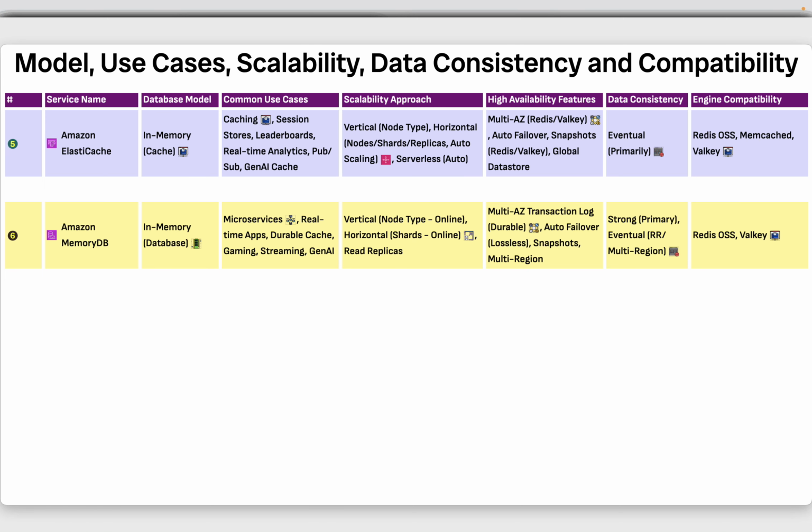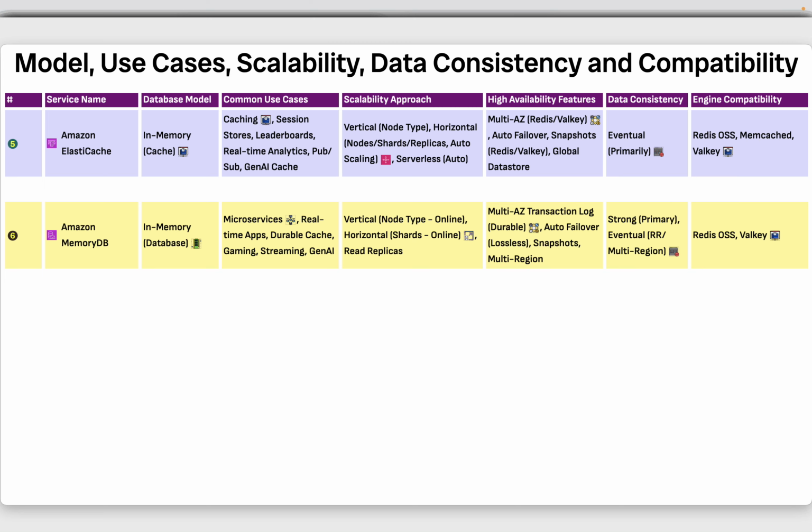Next comes MemoryDB, and the database model is in memory, but this is a database, and ElastiCache is in memory, but it's a cache. So common use cases are microservices, real-time apps, durable cache, gaming, streaming, and generative AI. Scalability approach, vertical, so node type, so it's an online node type, and horizontal for shards. So shards is basically your partitions, like how the database is distributed in various chunks or blocks.